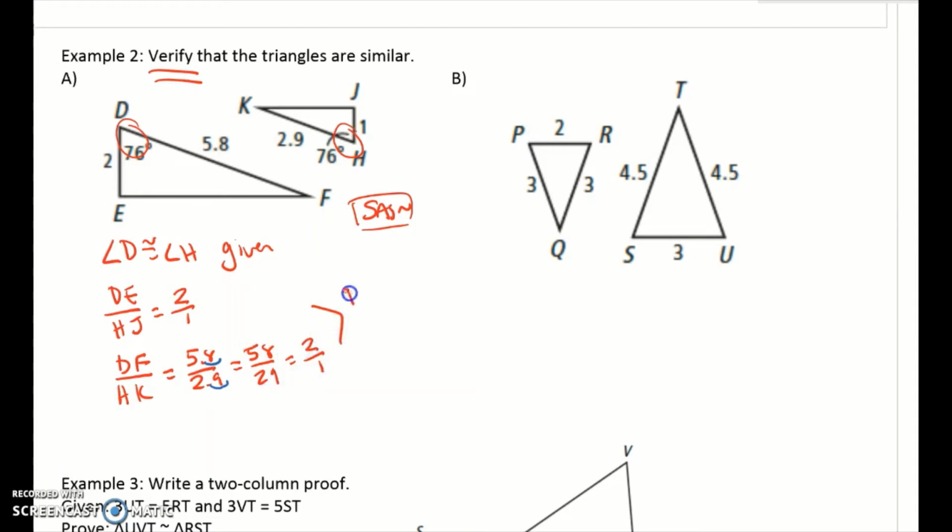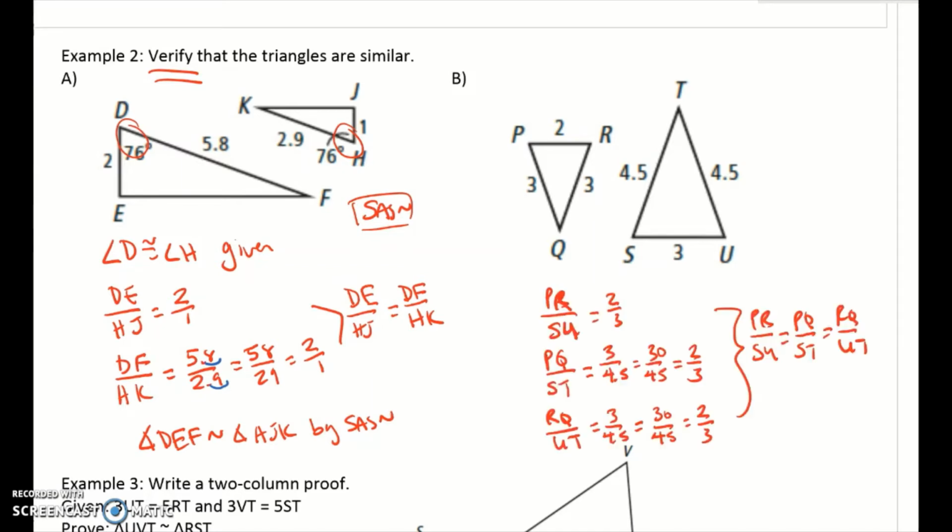So this tells me DE over HJ is equal to DF over HK. So I have two sides that are proportional, and the included angles are congruent because that was given to me. So this is enough work to say that triangle DEF is similar to triangle HJK by SAS similarity. Okay? Go ahead and try B and tell me what you get. So check your work. Remember, you want to show me all three ratios. So show me they all reduced down, and hopefully they got to be the same fraction.